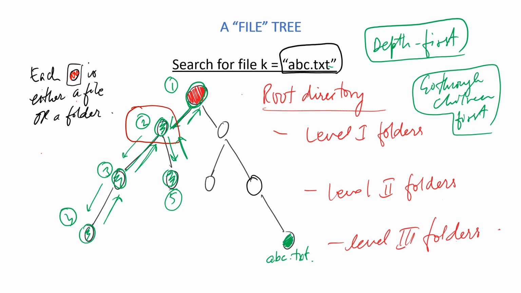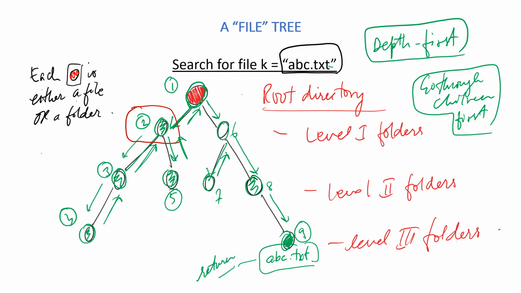I've already seen the root. Go back down. 6, 7, 8, and 9. At this point, I finally find abc.txt and will return the file.